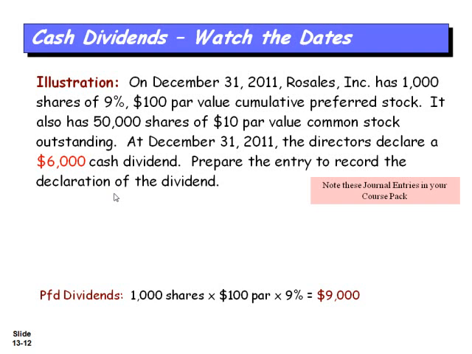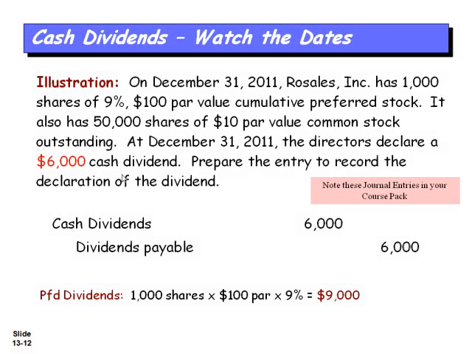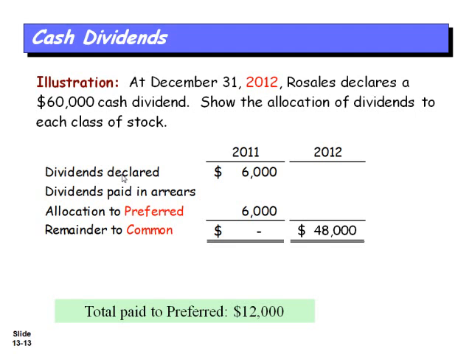Okay. But look, they only declared $6,000. So they only pay $6,000. $3,000 goes into arrears. It goes into arrears because it's cumulative preferred stock and it must be paid in future years if the company pays any dividends in future years. So to declare this dividend, cash dividends and dividends payable. Now you could be more specific and say cash dividends, comma, preferred, dividends payable, comma, preferred. I tend to keep things more general, but if you want to be more specific in your test questions, that's perfectly acceptable.